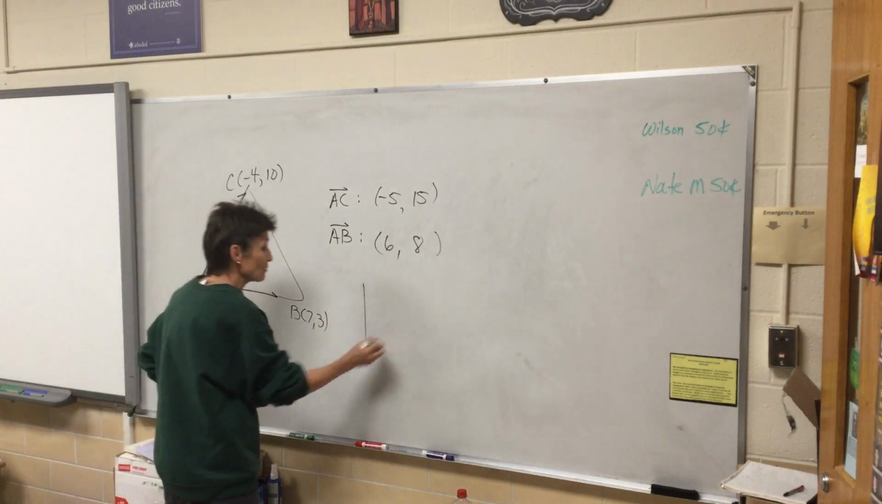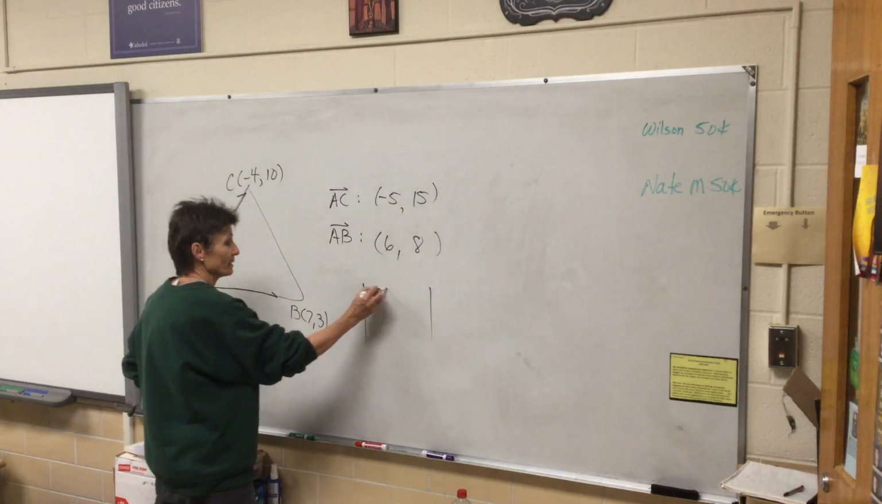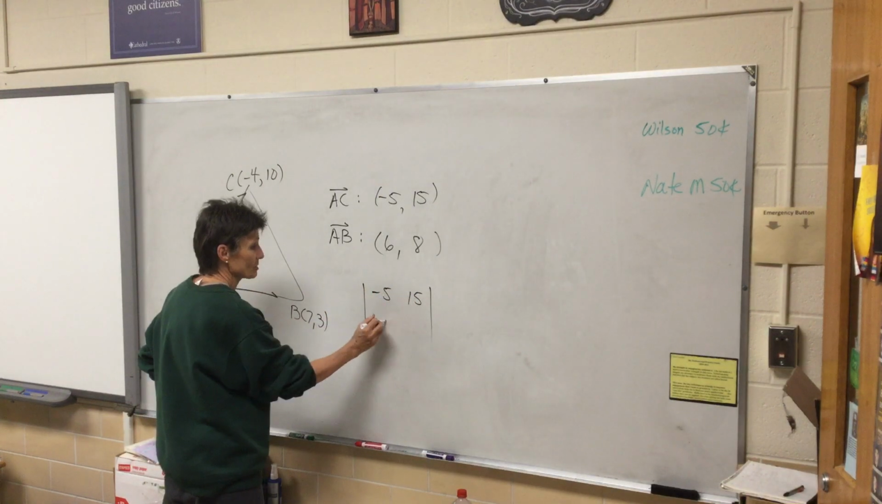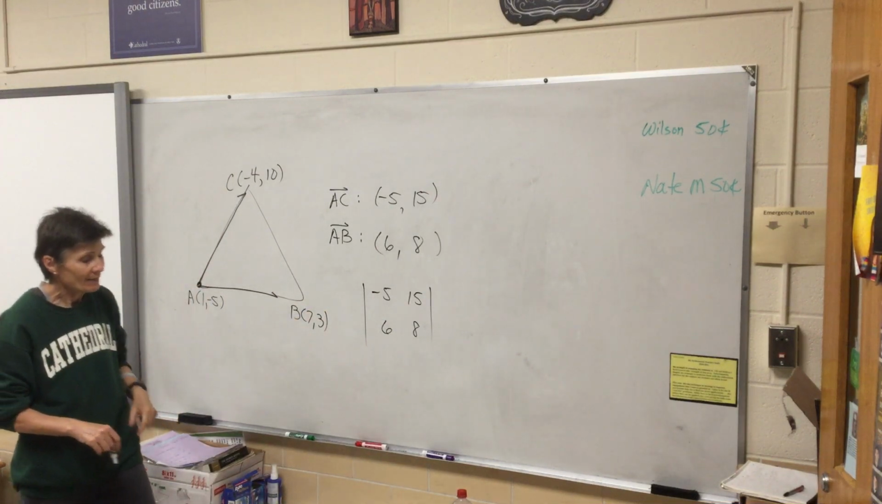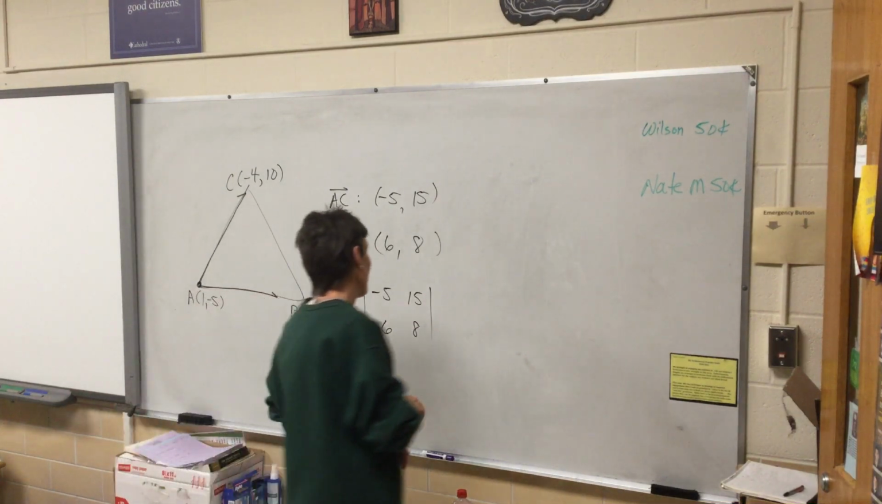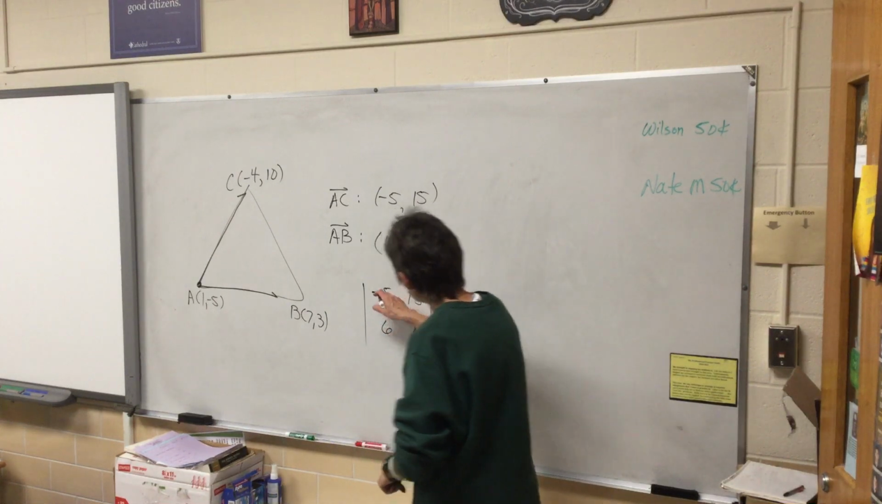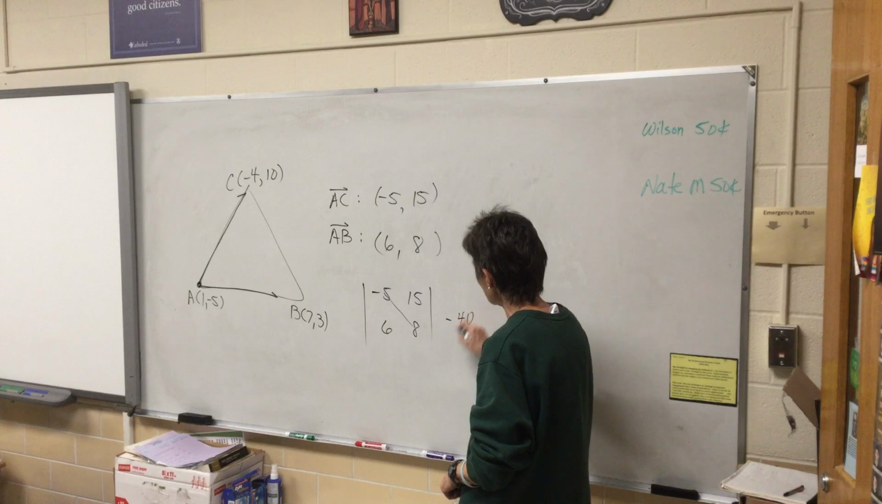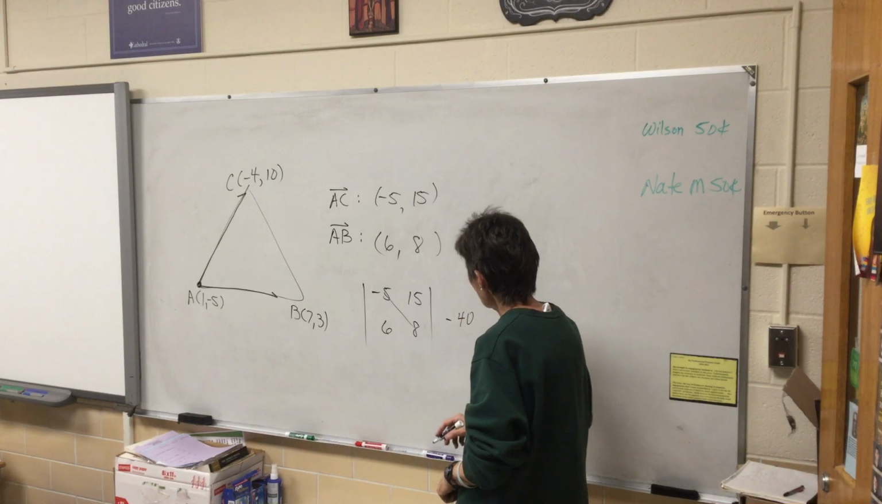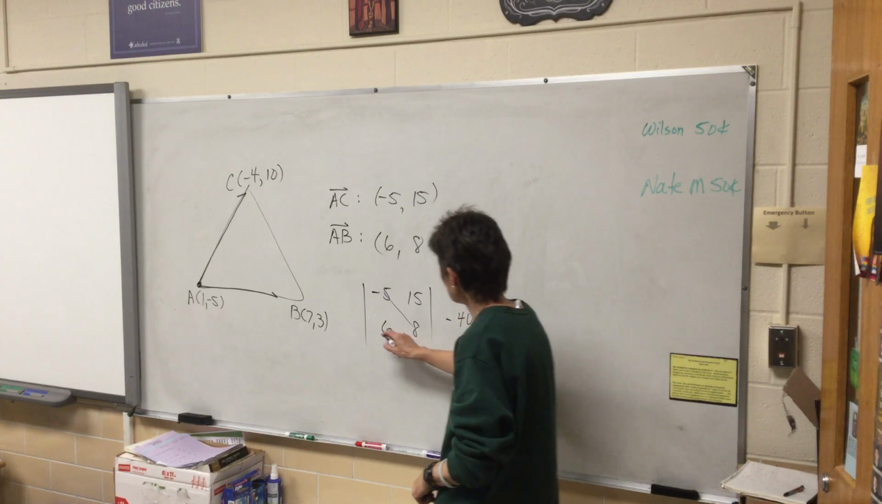All right, once you've got your 2 vectors, just make a little determinant out of them. Just copy them down inside the vertical bars and evaluate that determinant. Now remember, when you evaluate a determinant, you multiply down first, so it's -40. And then, what is that, 90?